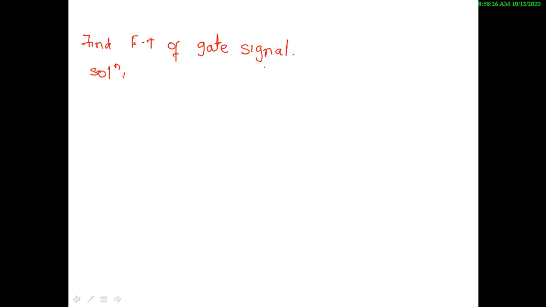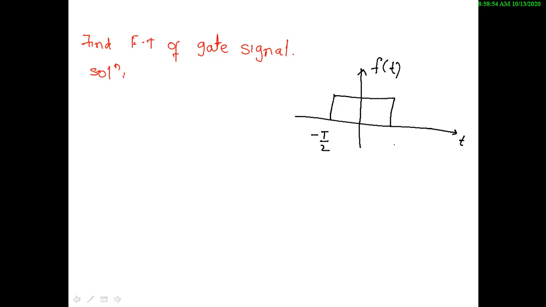Over here, when we are considering, the gate signal is being represented by a function. Let us consider the gate signal function as f of t, and over here this axis is t. The gate signal is taken on either side symmetrically over the time period, as minus T by 2 to T by 2. We can also take it as minus T to T, but on both sides it should be symmetric.